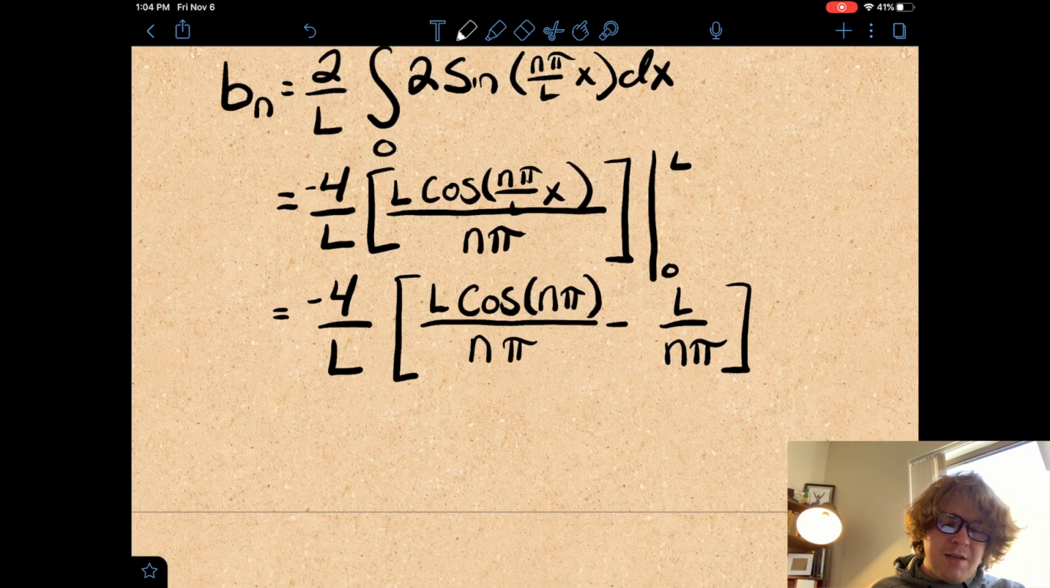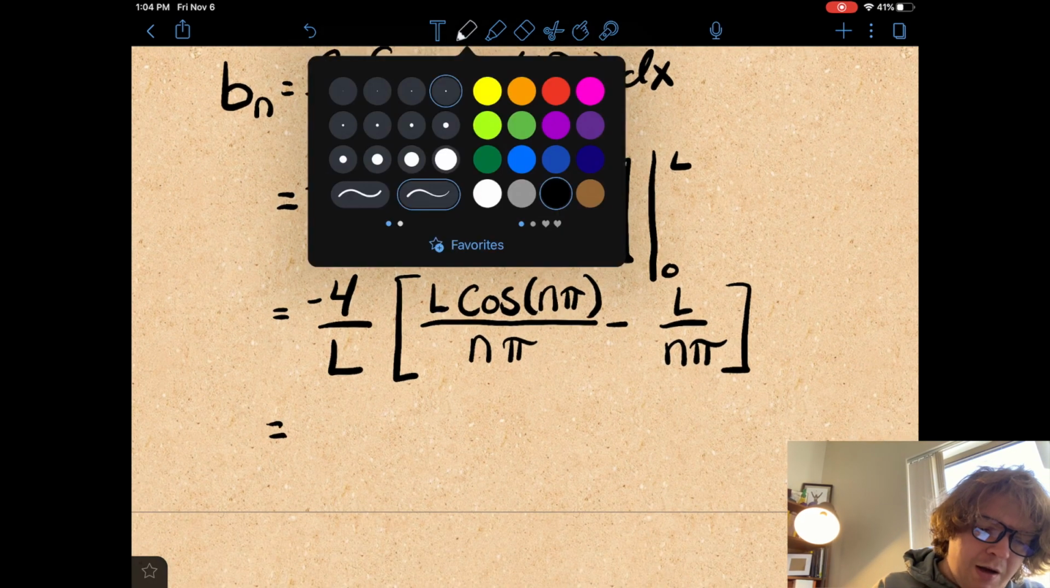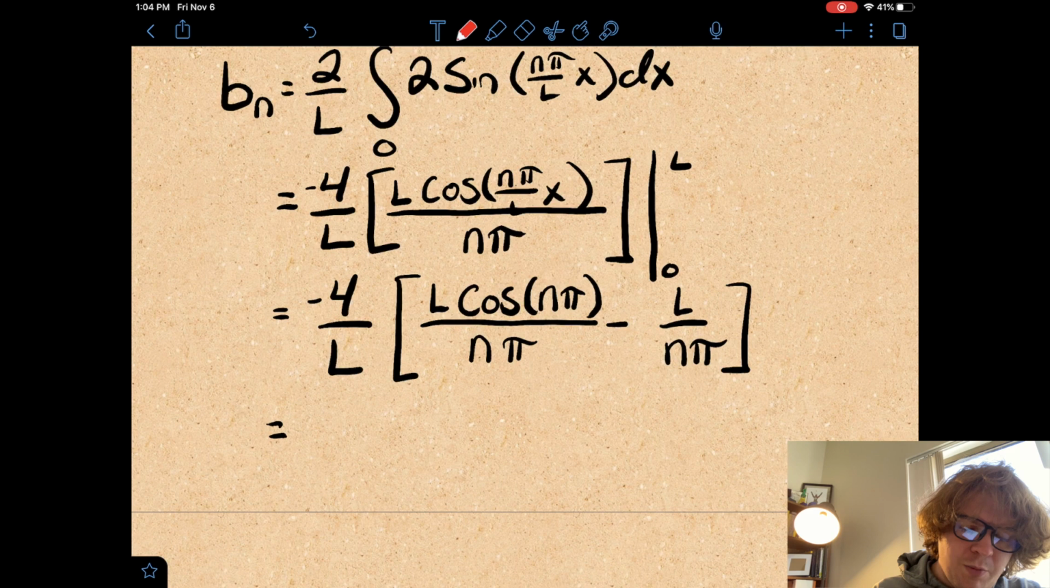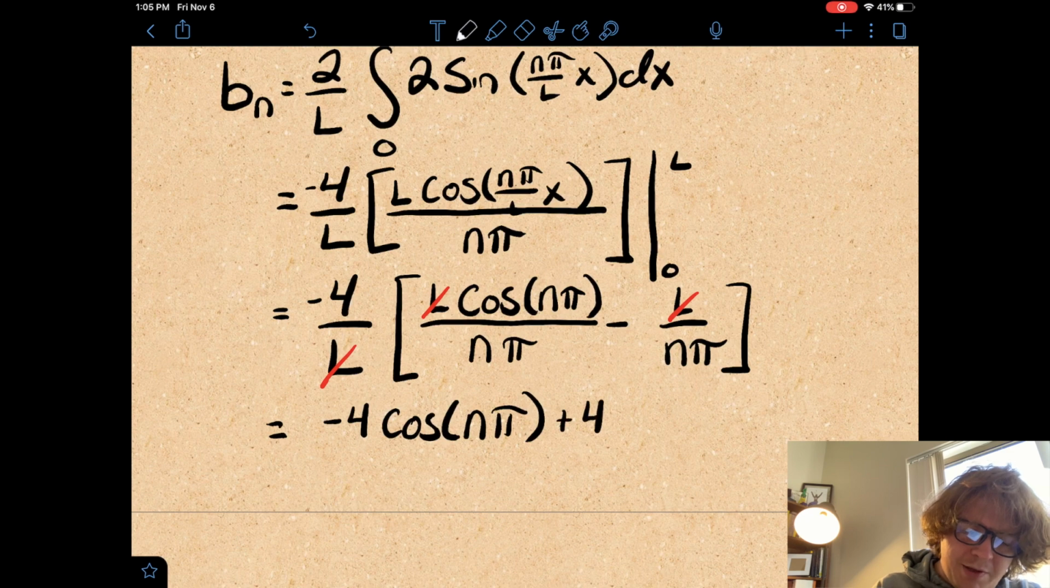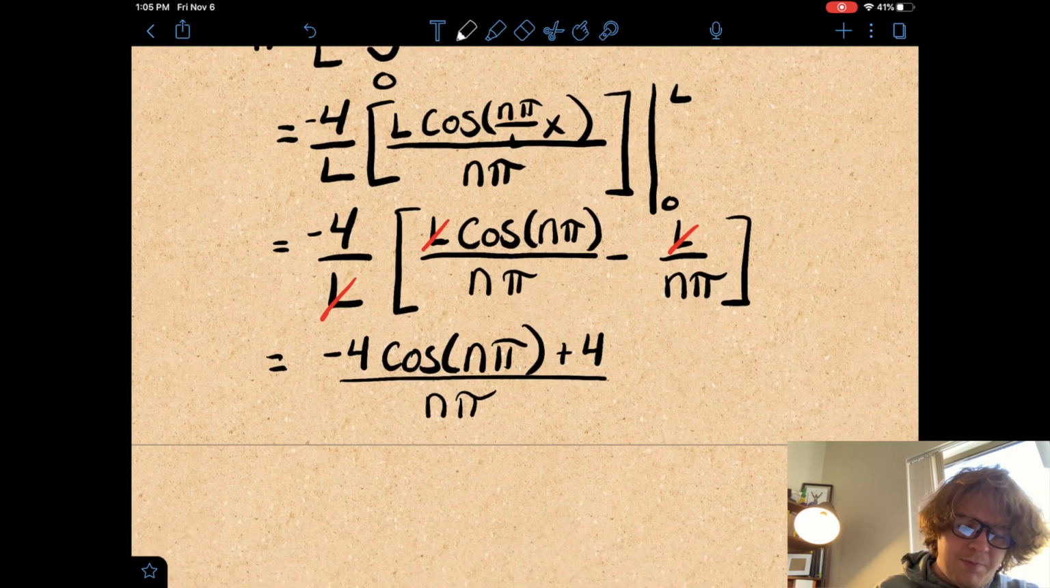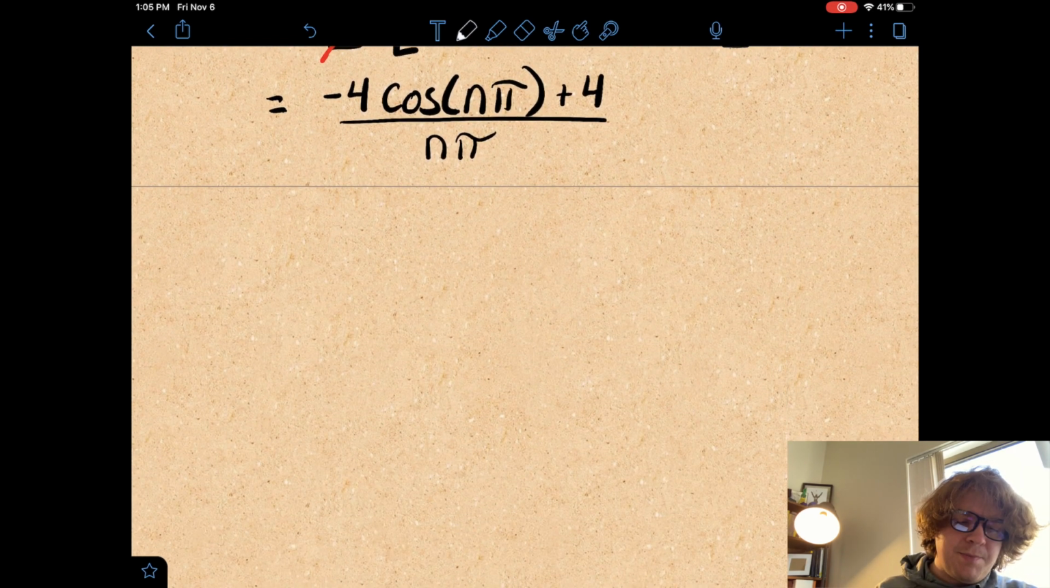A few things that I'm seeing right away. I see that there are factors of L in all the numerators and the L out front, so we can cancel or reduce all of these L's. And then I also see that we have common denominators, so we can combine our two fractions in the middle. So we'll have something that looks like a negative 4 times cosine of n pi minus a negative 4, so we can write that as a plus 4, all over n pi. So there are our b sub n's.